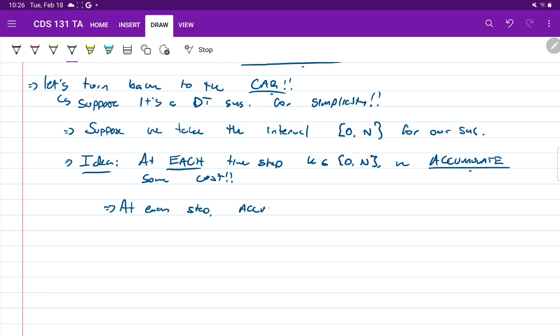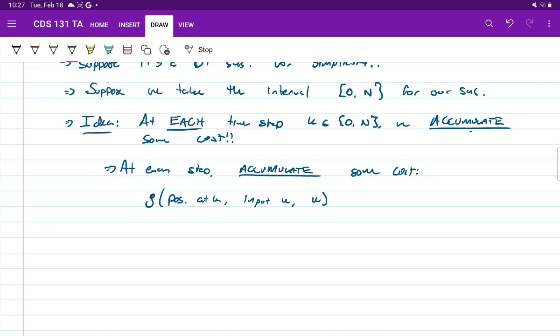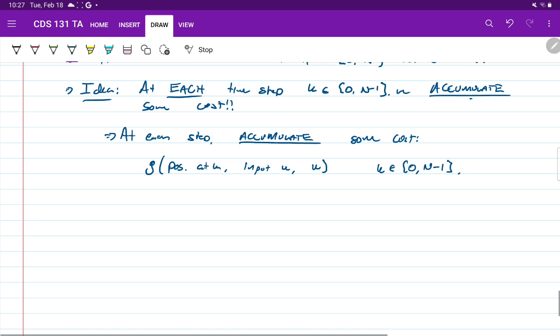So let's say at each step we accumulate some cost, which I'll call g, which is a function of the car position at k, the input to the car at k, and, for generality, the time step k itself. Maybe we care more about actions that are taken sooner rather than later, right? So it could depend on the time step as well. We're accumulating costs at each step, k belongs to 0, N minus 1. Let's do this as N minus 1 since we won't have an input in our last step, right?